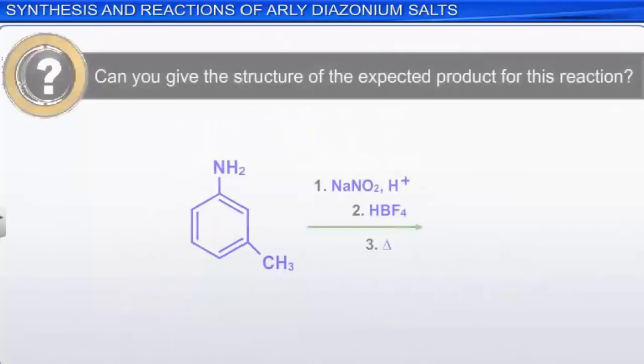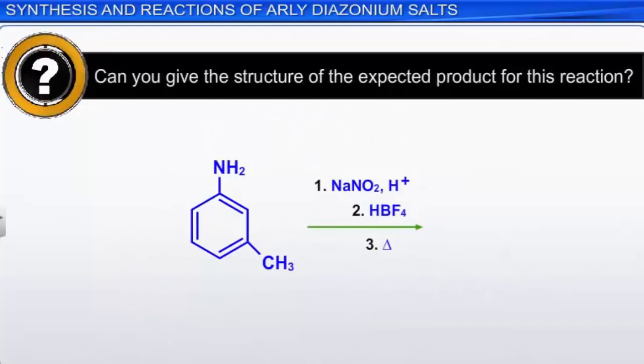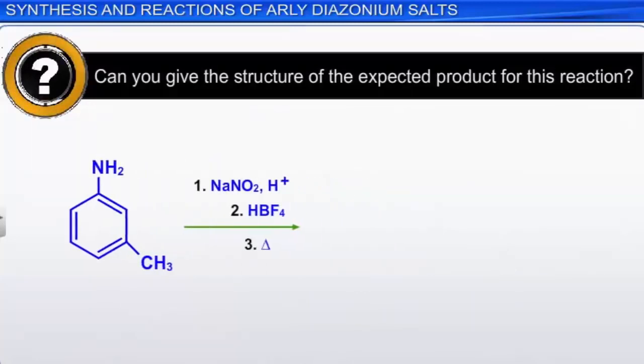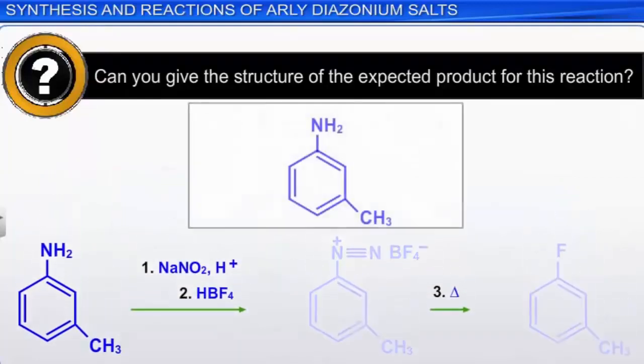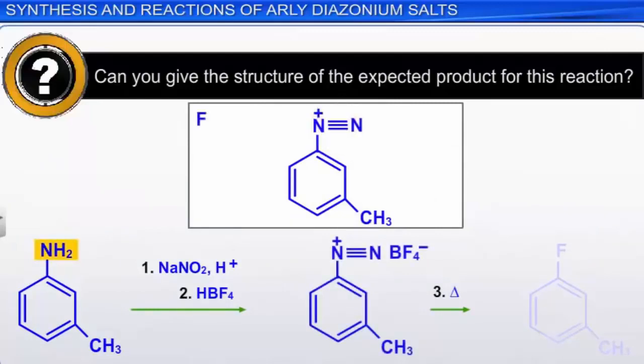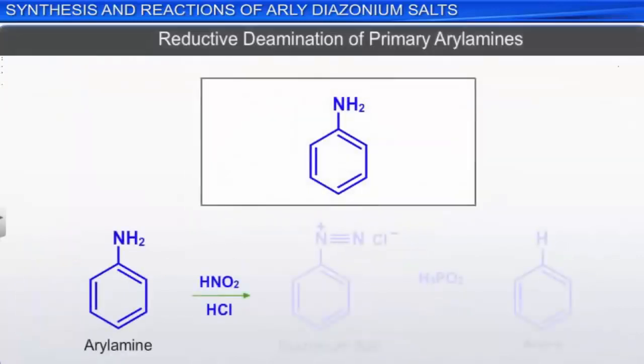Can you give the structure of the expected product for this reaction? You should recognize this as the Schiemann reaction. The amine group will be transformed into a diazonium group and ultimately be replaced by fluorine. Reductive deamination of primary aryl amines replaces the amino substituent by hydrogen using a diazonium salt as an intermediate.